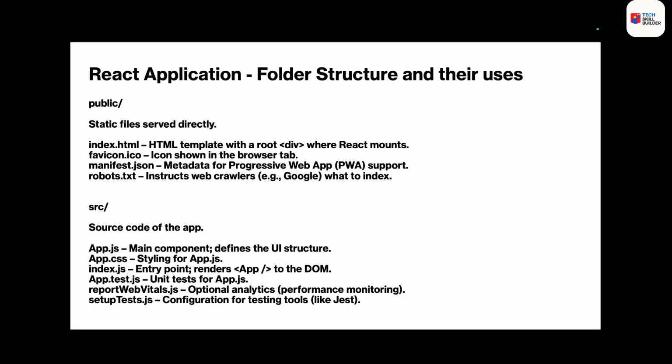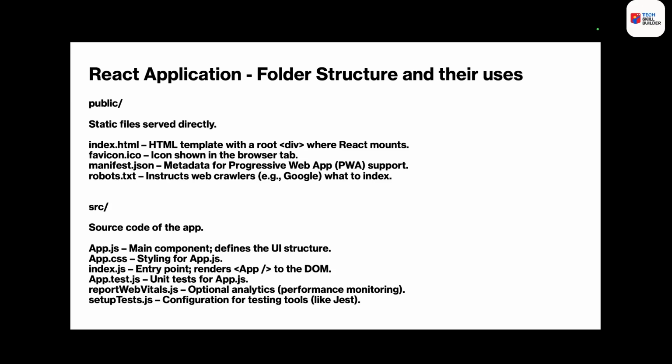Another most important folder is src. This is the source code for our application. So app.js, this is the main component where we define the UI structure. App.css, all the styling related to app.js is in app.css. Again, the most important file is index.js. It's the entry point for our React application. So it renders the app component to the DOM. Okay. So in our case, app is the main component. Okay, we can write other components as well.